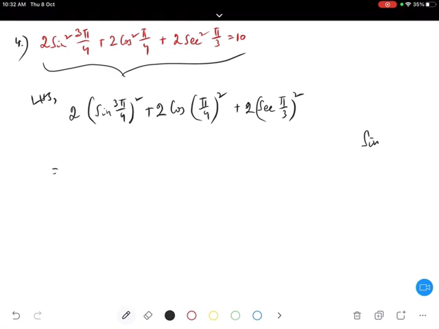Sine 3 pi by 4. How should I find this one? Somebody is saying 1 by root 2. Let us see whether he is correct or not. First thing, how will I write this one? Can I write this one as 4 pi minus pi by 4?